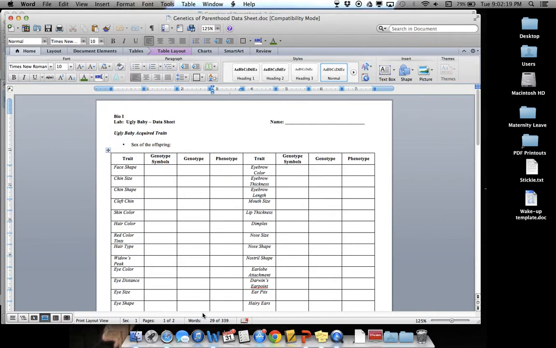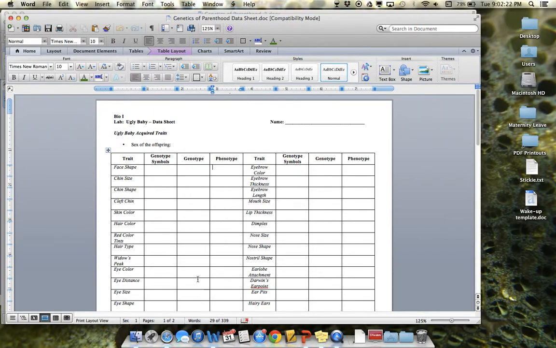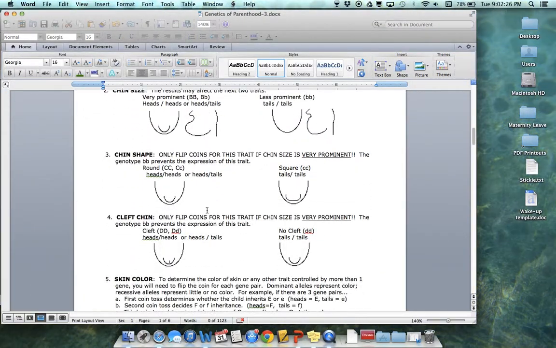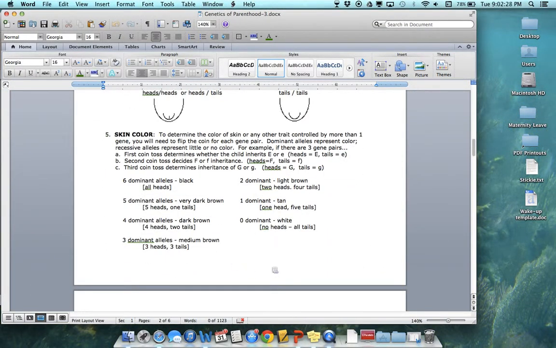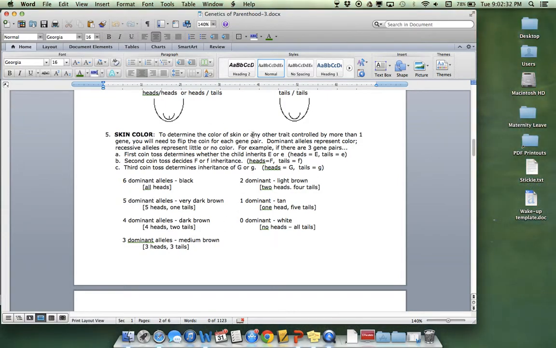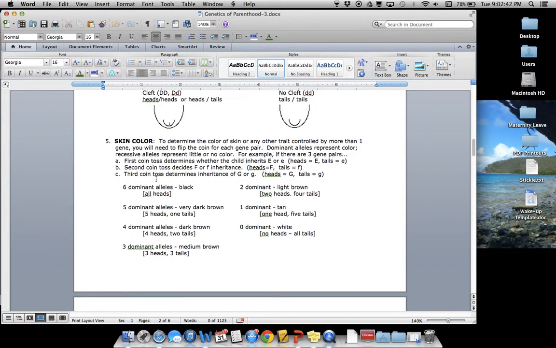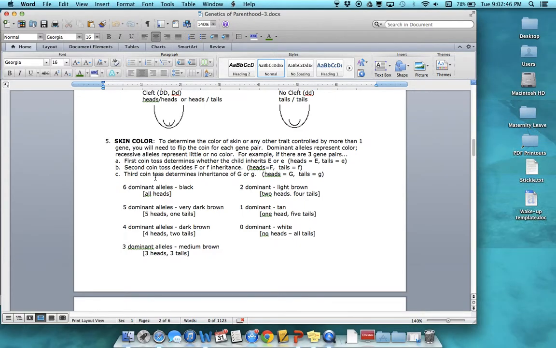So you're going to keep cruising on down. You got a lot of flipping to do. Look at all that flipping you got to do. All right, now a couple things I want to point out to you. It's your skin color. You guys got to read this direction right here to tell you exactly how to do that one. So first you got to toss the coin 3 times. Third coin toss, yeah, it looks like that. So you got to toss the coin 3 times, and that'll tell you what to do there.